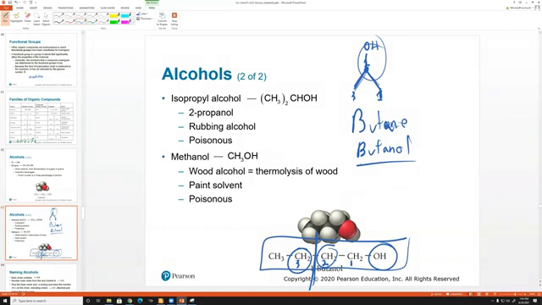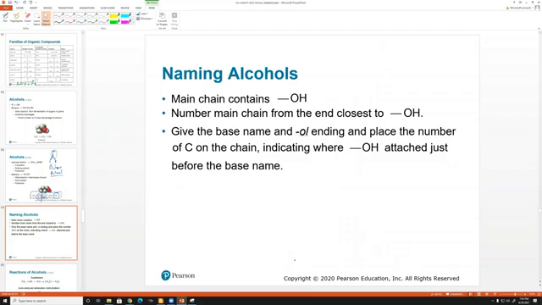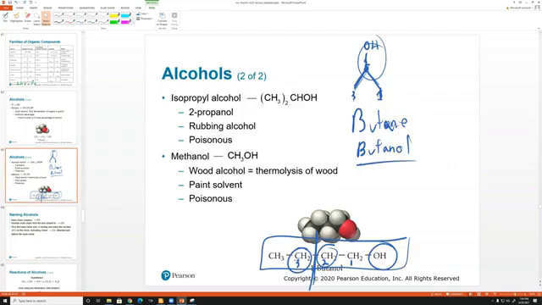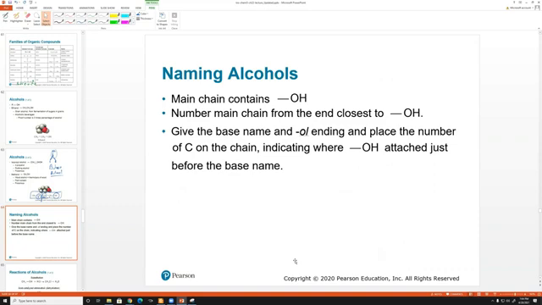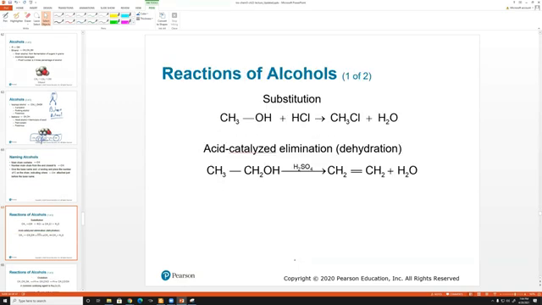So that's what you can do with alcohols and with really any of these functional groups: you can attach them to different carbons. And it's important to keep the symmetry in mind when we're going through these structures. That's what makes it kind of fun. You have to look at symmetry and flip them in your head and see what's going on there. So naming them, the main chain contains the OH. Number the main chain from the end closest to the OH, like we did. Give the base name and an OL ending, and then place the number of the carbon indicating where the OH is attached to it. So that's what we did.